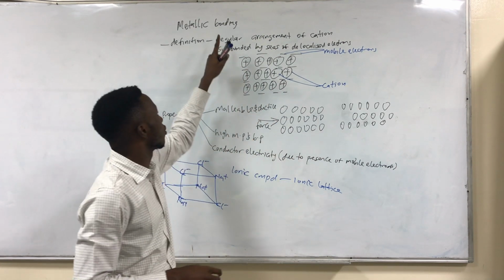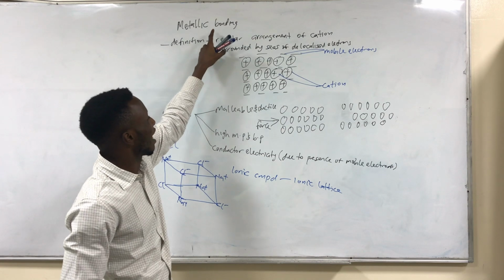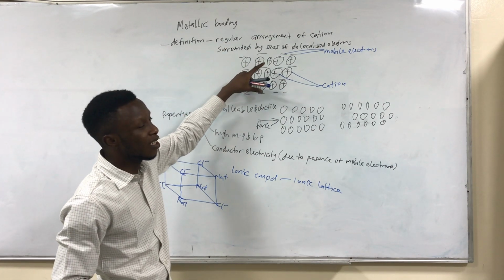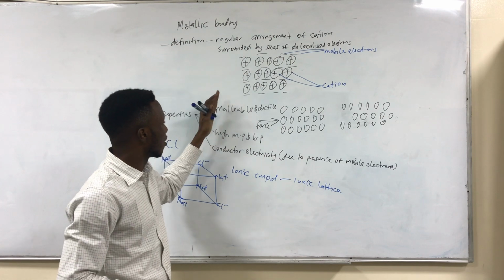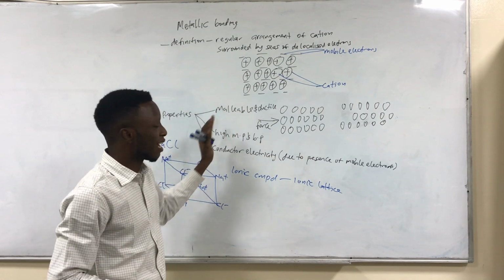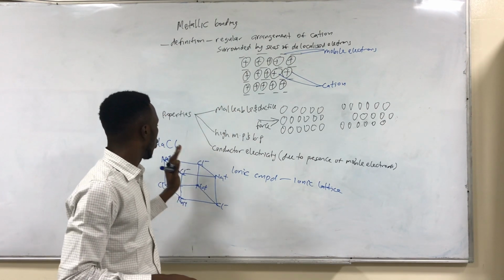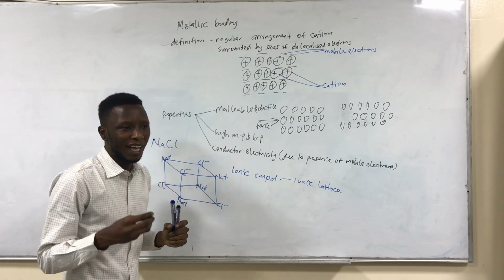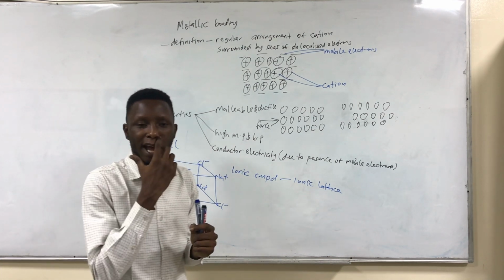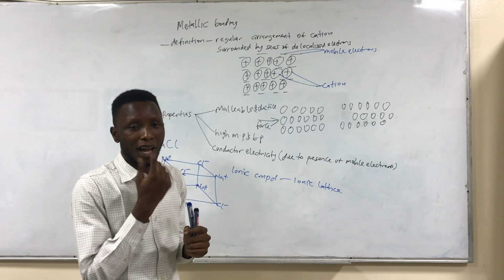But please note that metallic compounds have this arrangement and this bonding, and because of this bonding, it is responsible for this property. Ionic compounds have what we call an ionic lattice, which is an alternating arrangement of cations and anions.